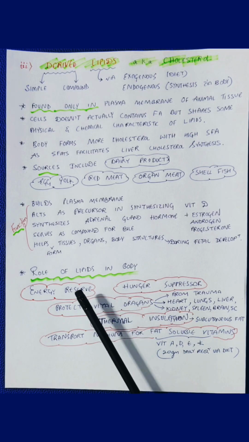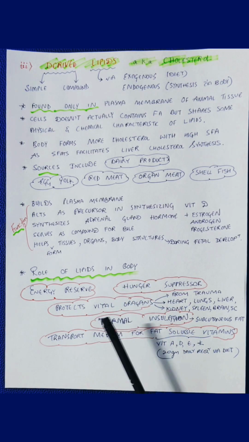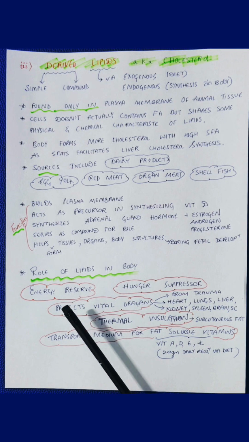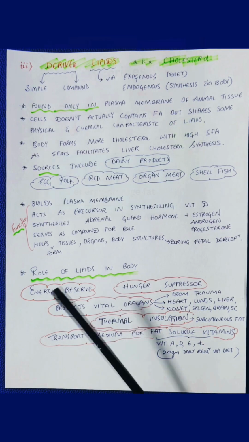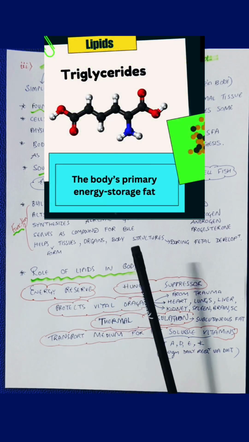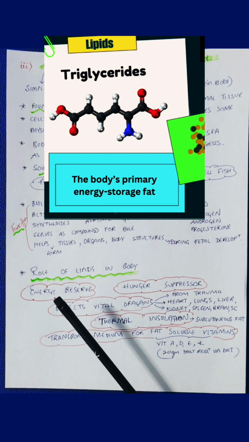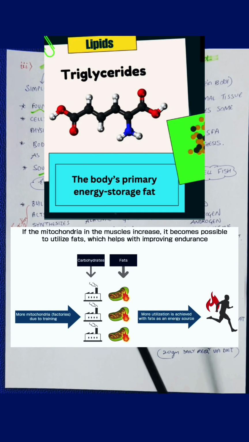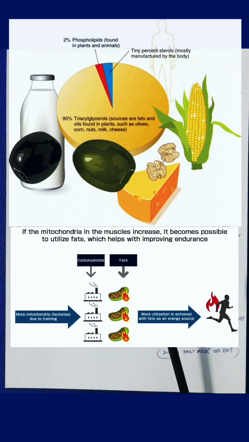What are the roles of lipids in the body? They act as an energy reserve. About 80 to 90% of our body's energy is provided by fat. Why? Because of three reasons. Fats provide ready energy. Fats carry a larger quantity of energy per unit of our body weight.